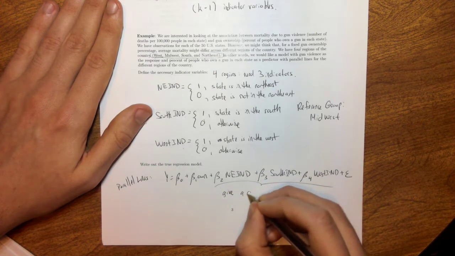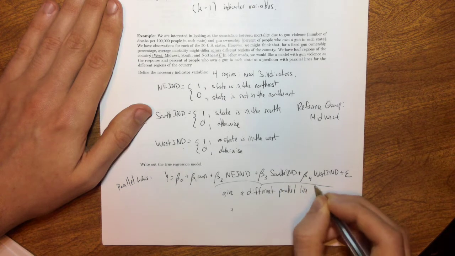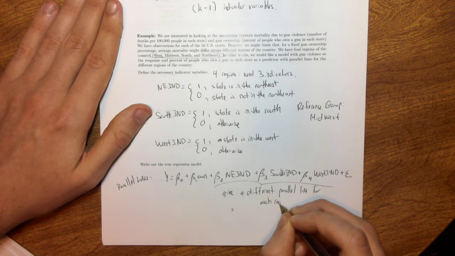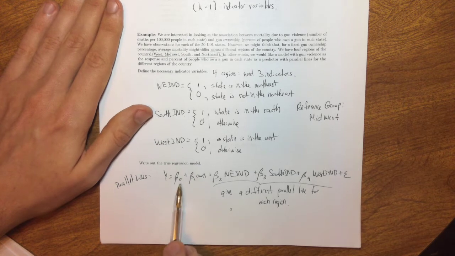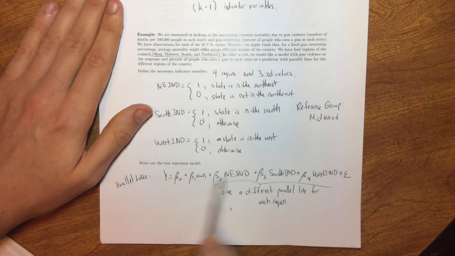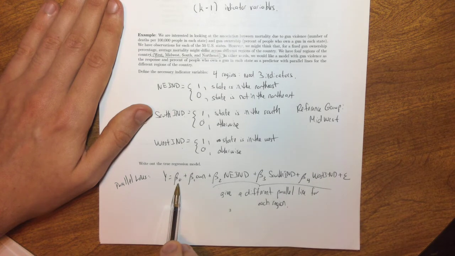These indicator terms are going to end up giving us a different parallel line for each region. And so we're not going to write this out super explicitly, but you could see that the intercept for the Northeast region is going to end up being beta naught plus beta 2. The intercept for the South region is going to end up being beta naught plus beta 3. And the intercept for the West region is going to end up being beta naught plus beta 4. Our reference group is going to get zeros for all these, and so the intercept for the Midwest is just going to be beta naught.